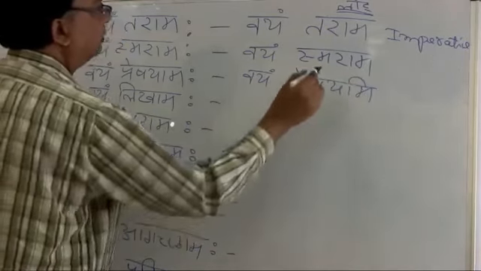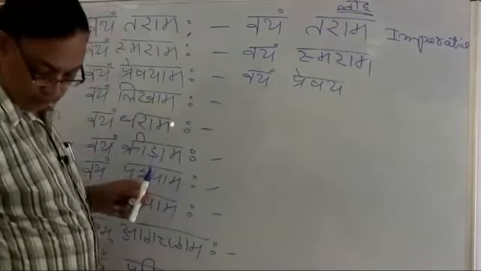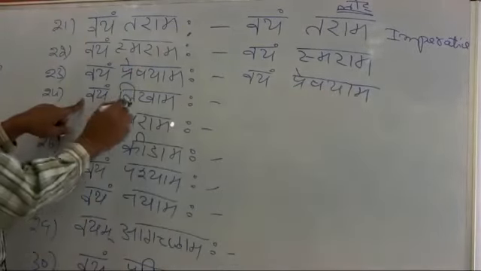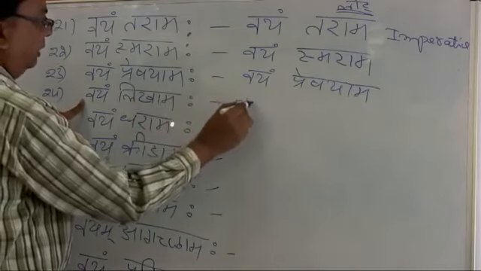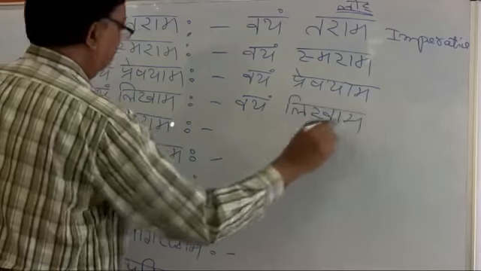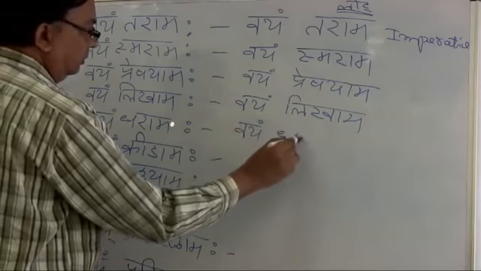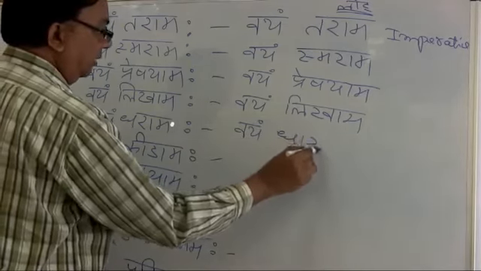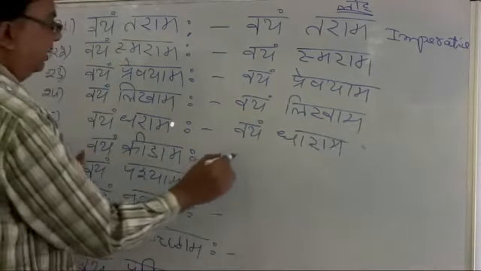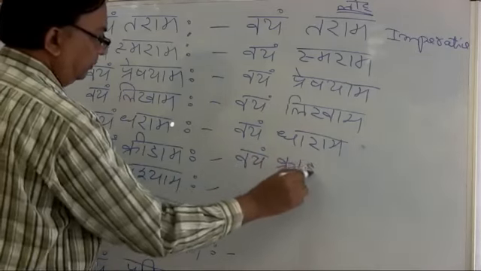Actually, I need not write. Preshayama. Vayam likhamaha becomes, remove the visarga, it becomes Vayam likhama. Then Vayam dharamaha becomes Vayam dharama. Shall we wear or let us wear? Dharama. Only remove the visarga and do it. Vayam kridamaha becomes Vayam kridama.